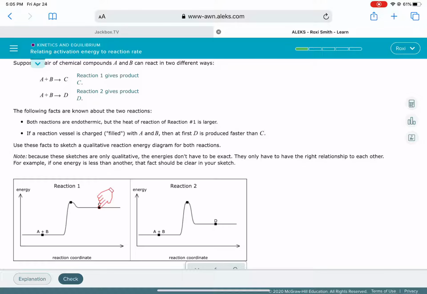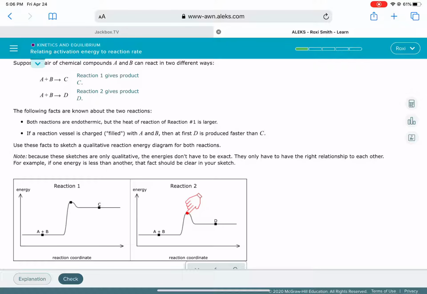If a reaction vessel is filled with A and B, then at first D is produced faster than C. Ooh, that's tricky. So what that means, if D is produced faster, is that it has a smaller activation energy, which means we need to move this down. The rate of the reaction depends on how much energy it takes to go from A and B up to that high point on the curve. So we're going to move the activation energy down for reaction number 2. That way it'll go faster.